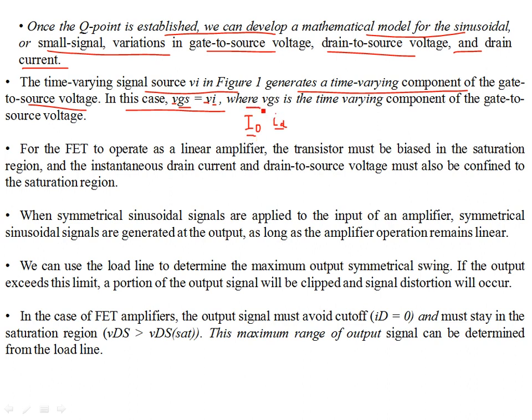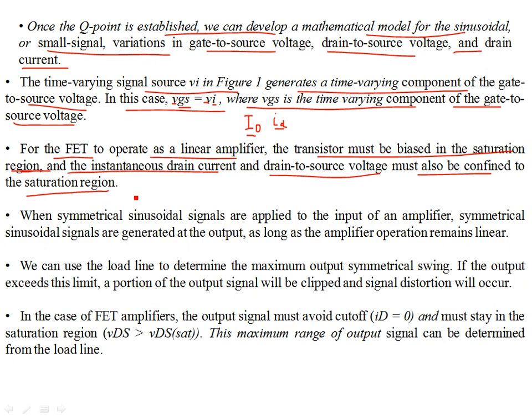Here vgs is the time varying component of the gate to source voltage. Now for a field effect transistor to operate as a linear amplifier, the transistor must be biased in the saturation region. This is important, you must remember this. For field effect transistors to operate as a linear amplifier, the Q point, or the intersection of the load line and the IV characteristics, should happen in the saturation region. It has to be biased in the saturation region. The instantaneous drain current and the drain to source voltage must also be confined to the saturation region.